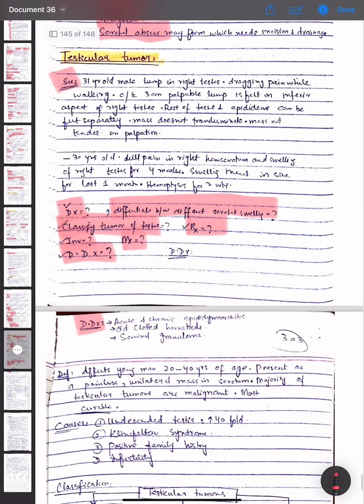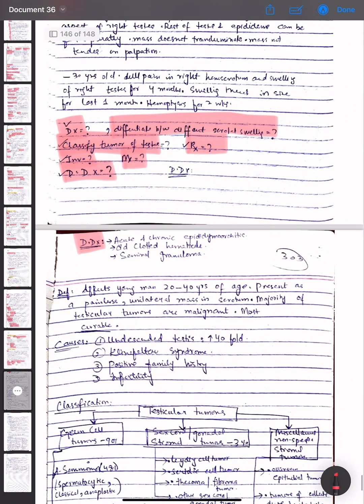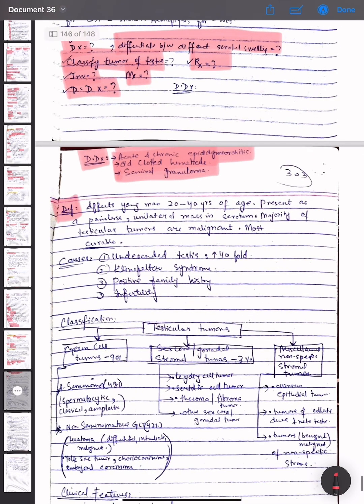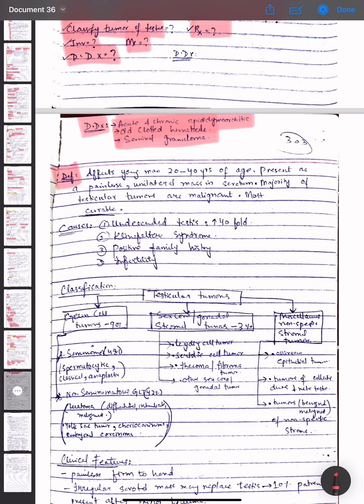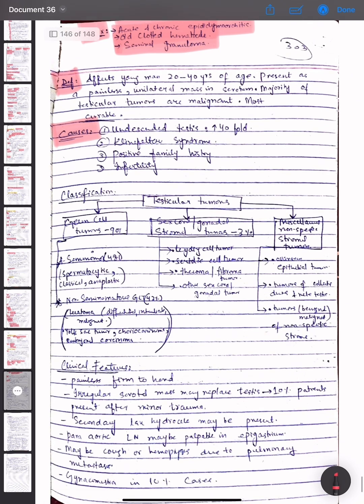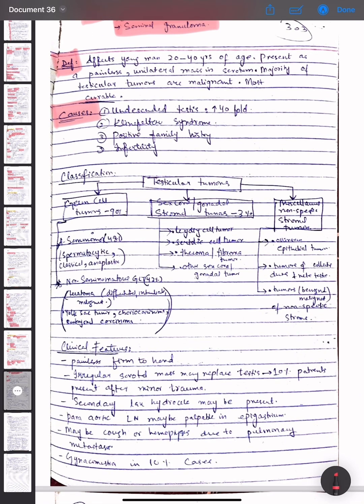The differential diagnosis for the testicular tumor is acute and chronic epididymo-orchitis, old clotted hematocele, or seminal granuloma. The definition is that it affects young men 20 to 40 years of age. It presents as a painless unilateral mass in the scrotum. The majority of testicular tumors are malignant. Most are curable. The causes are undescended testes, which increase risk 40-fold, Klinefelter syndrome, positive family history, and infertility.